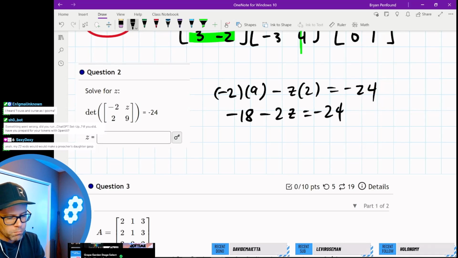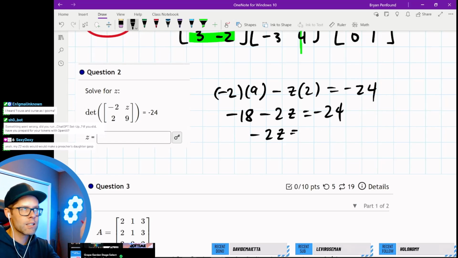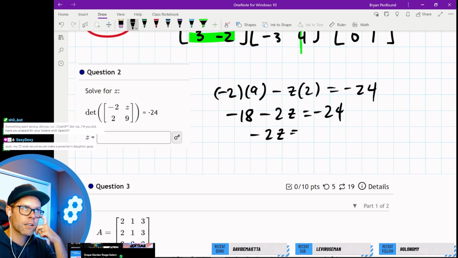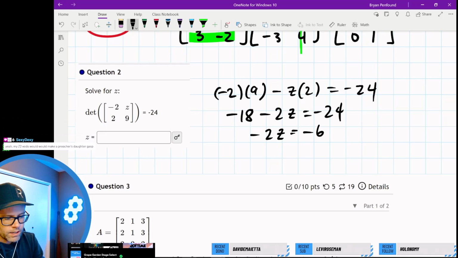Or if we want, we could multiply everything. Well, maybe what we'll do is we'll just add 18 to both sides. So negative 24 plus 18, I think, is negative 6. Negative 6. And then we can divide both sides by negative 2, and we should get that z is equal to 3.